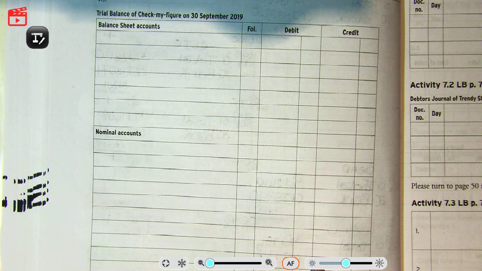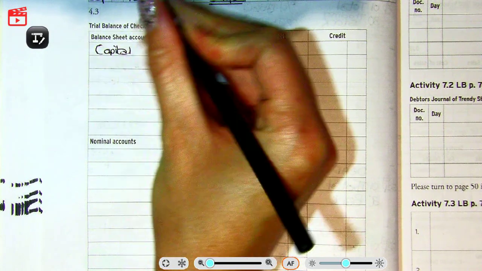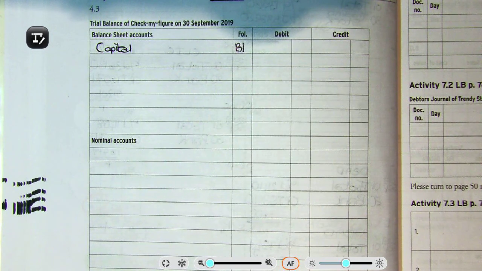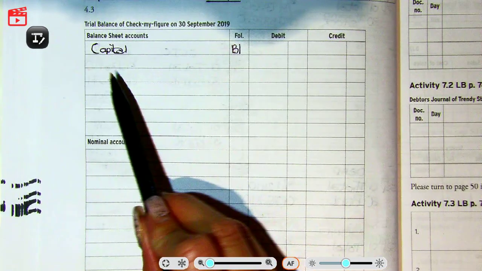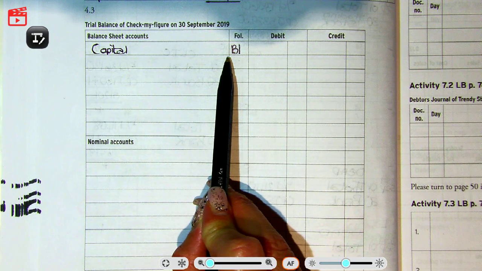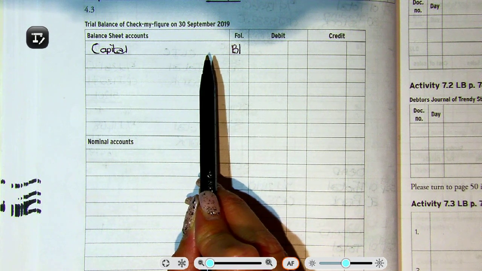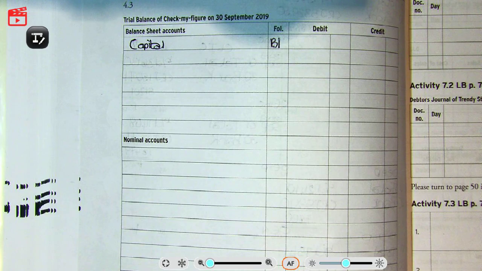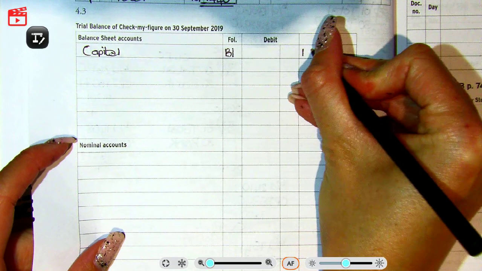Okay, so capital, I know it goes to my balance sheet, and it is B1. Okay, grade 9s, we've always been taught to count in order 1, 2, 3, 4, 5. Please don't go B1, B7, B2. Count systematically, in ascending order. Capital is always B1. Okay, if they don't give you capital, then something else can become B1. But the majority of the time, we like to teach you that capital is B1. Okay, and that is going to go into my credit column, and my amount, I can't see now, 150,171.